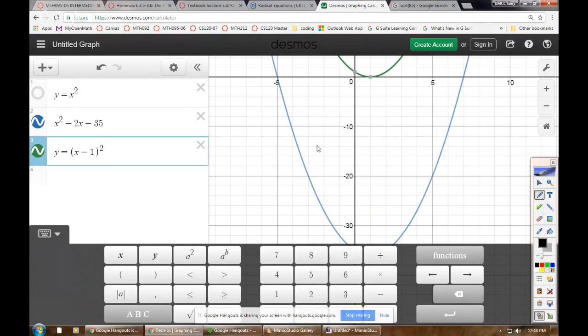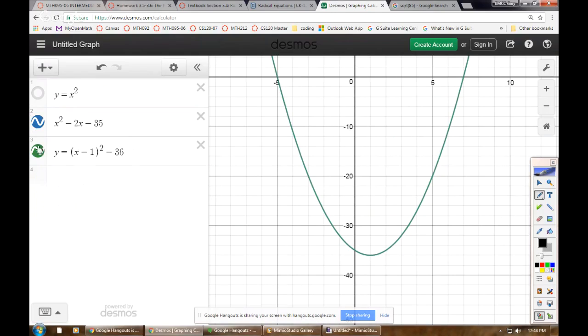So arrow right to get out of the power, minus 36. And I should see the green line sits right on top of the blue line now. Exactly. I turn off the green line, you'll see the blue line. Turn off blue, put the green back in. They are the same function. So this is another form of a quadratic equation called the vertex form. And there'll be more on that later.